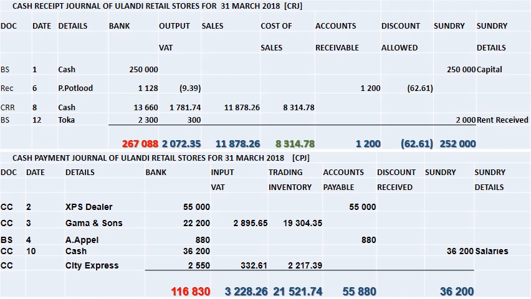The total for sundry column was 36,200. Then we will do again the cross-casting of the cash payment journal. We will take the sundry total, add the accounts payable. If we had a discount received, we will deduct the discount received. Add the inventory total, add the input VAT total, and arrive at the same total that we've reflected in the bank account.